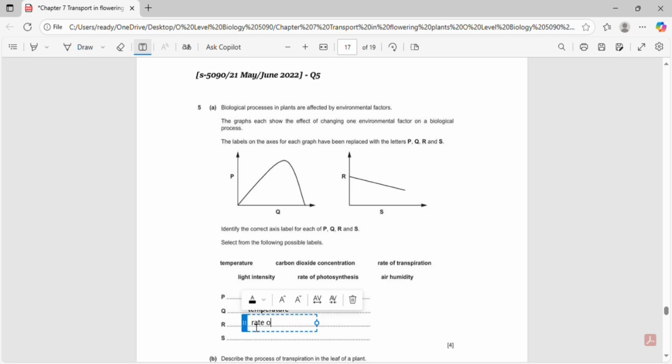Moving to the second graph, R is rate of transpiration. On its y-axis, the curve shows a steady decrease. This matches the behavior of transpiration, which slows down when external factors such as humidity increase, reducing water loss. So R represents the rate of transpiration.